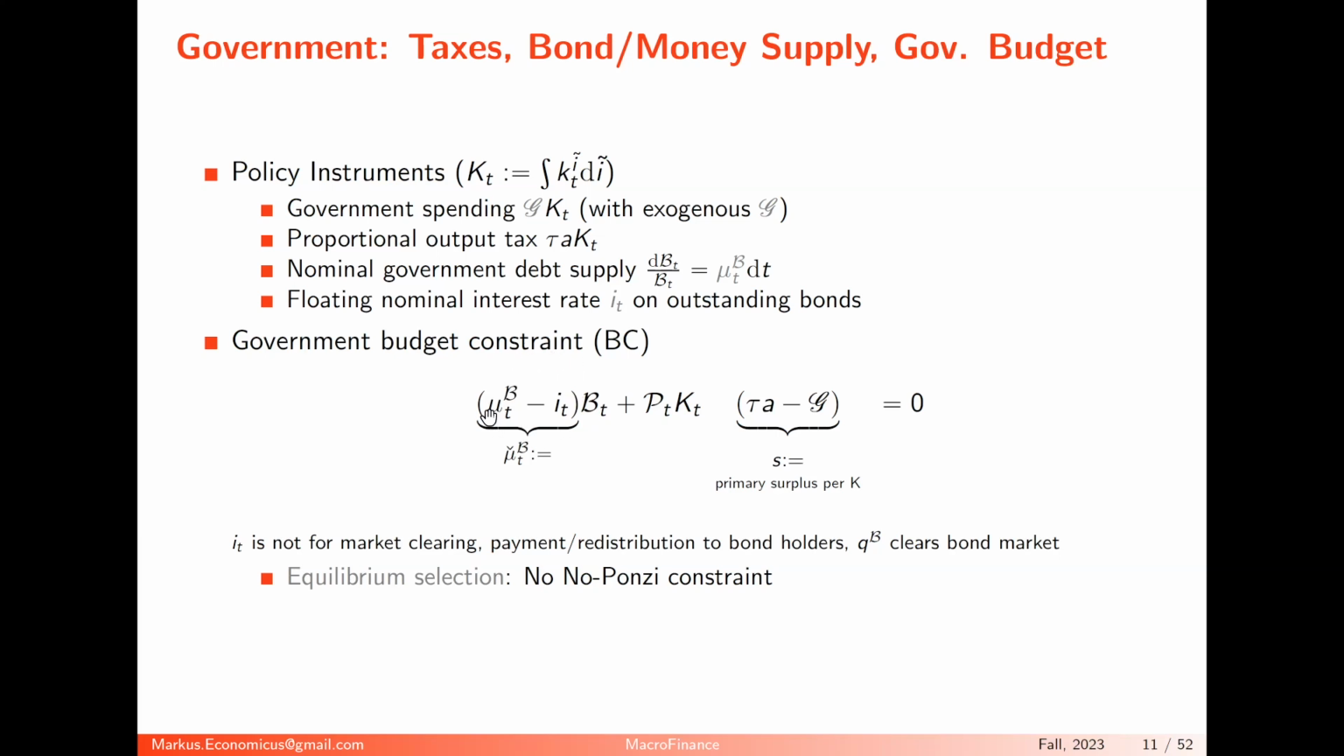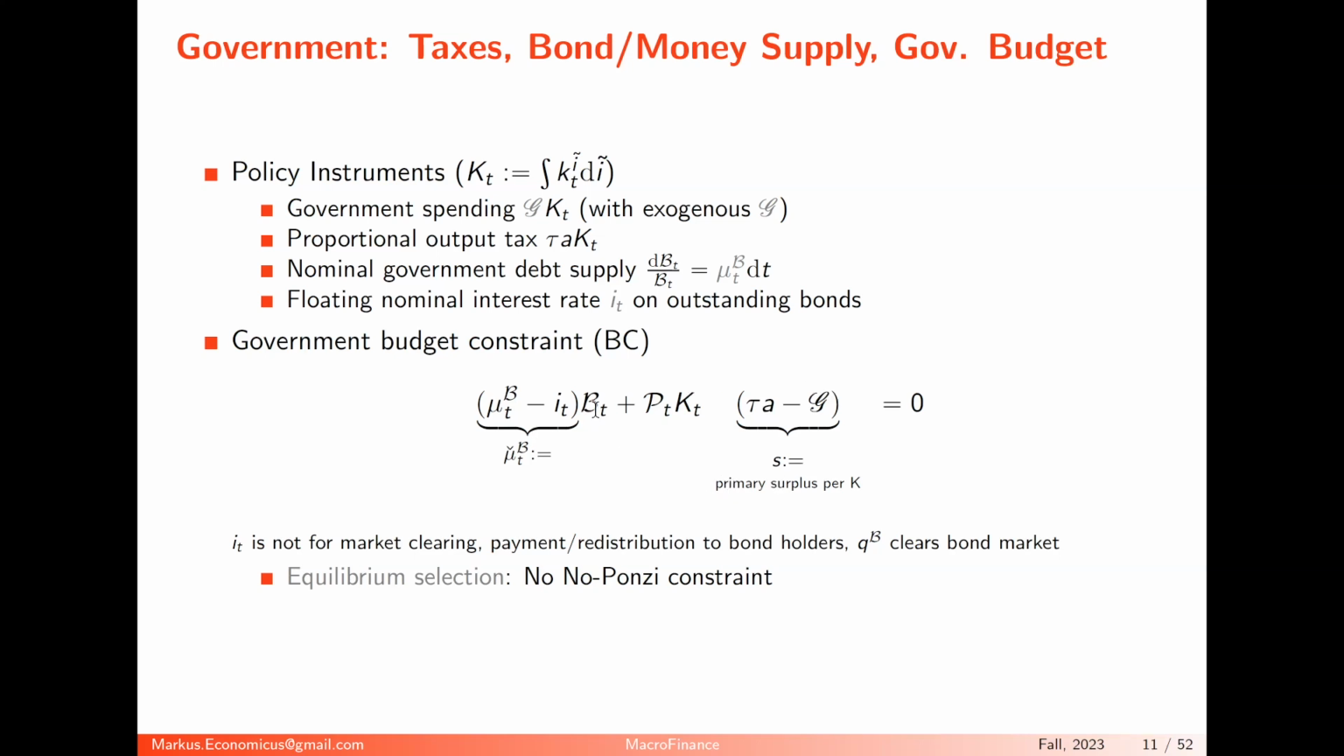What really matters in this economy, because it's a flex price economy, I should say, so far we don't introduce any sticky prices or sticky wages. It's a flex price economy. What really matters is mu check B. That's the growth rate of the bonds minus the nominal interest rate. Everything in script here is in nominal terms.